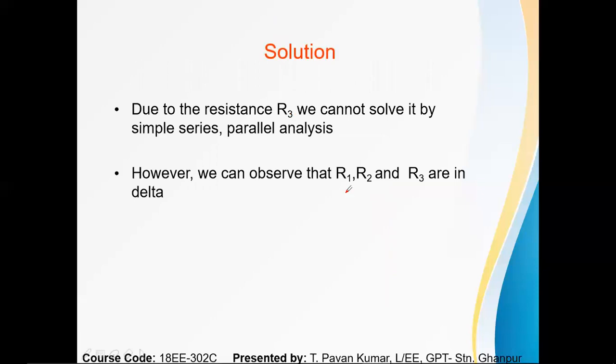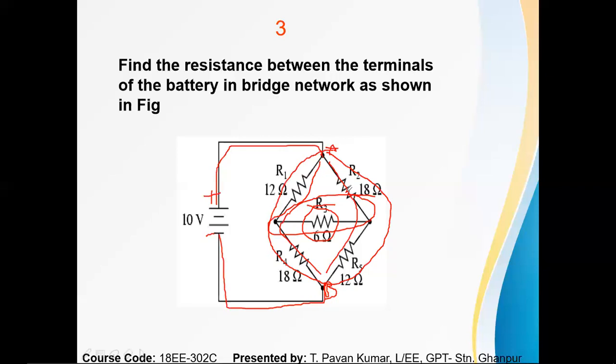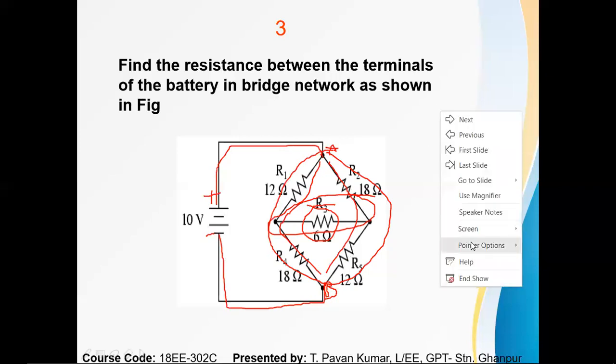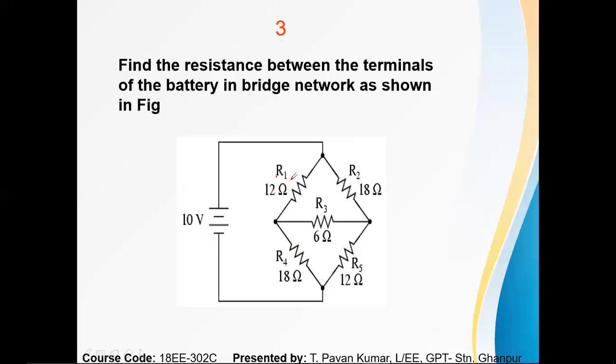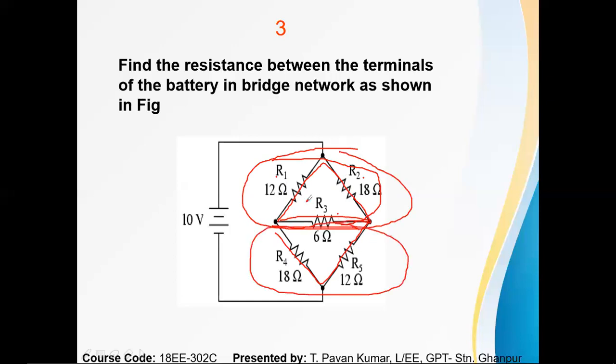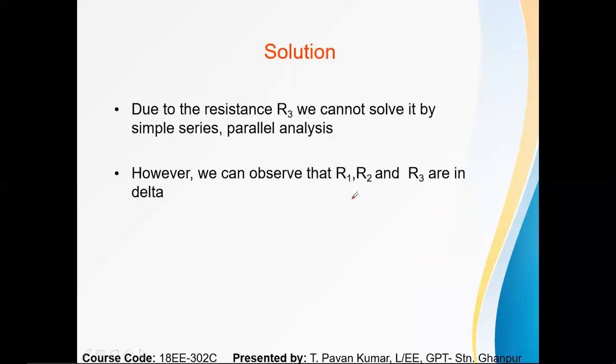We can observe that R1, R2, and R3 are in delta. Let me remove my marks. You see R1, R2, R3: these three are in delta, and this is also a delta: R4, R5, R3. Your job is to reduce the delta into a star, either R1, R2, R3 or R4, R3, R5. But here I did only R1, R2, R3.